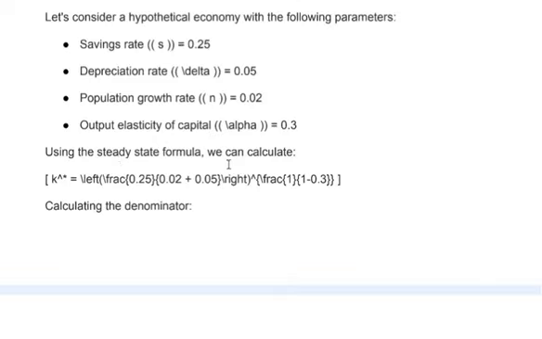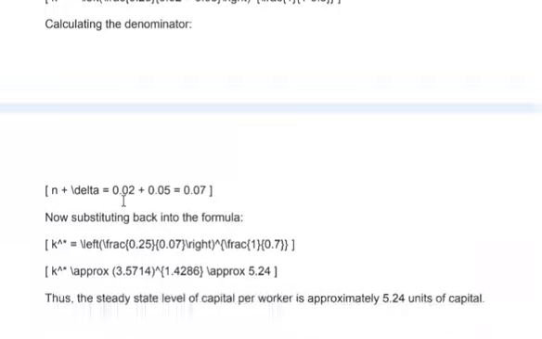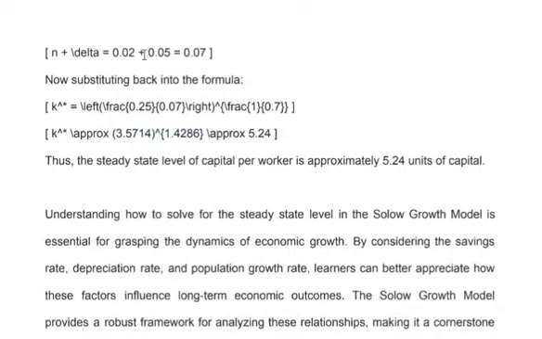Using the steady-state formula, we can calculate k* = (0.25 / (0.02 + 0.05))^(1/(1-0.3)). Calculating the denominator, n + δ = 0.02 + 0.05 = 0.07. Now substituting back into the formula, k* = (0.25 / 0.07)^(1/0.7).